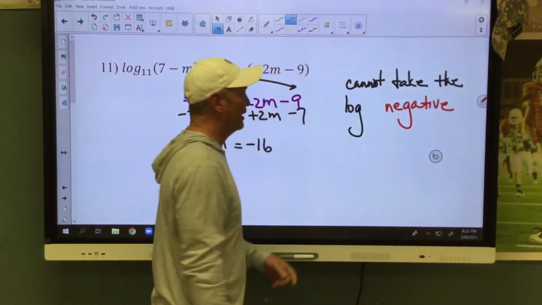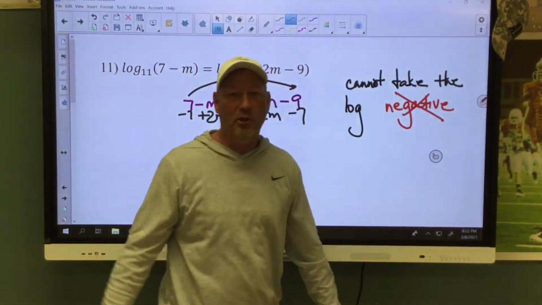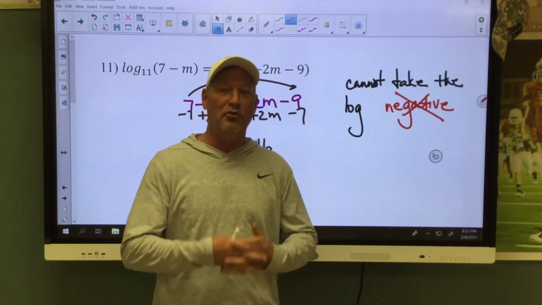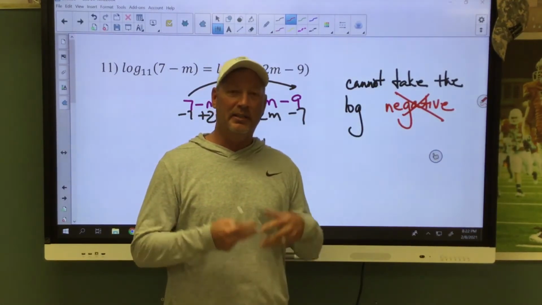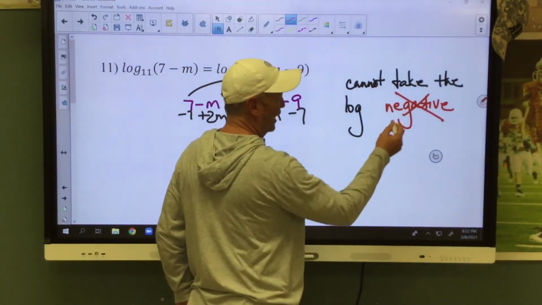Can't do it. Cannot take the log of a negative. We also cannot take the log of 0. If you try to take the log of 0, it's going to be undefined, okay? So you cannot take the log of a negative number.